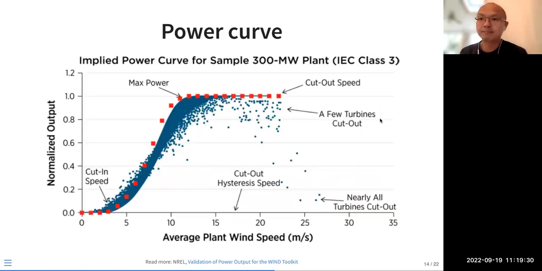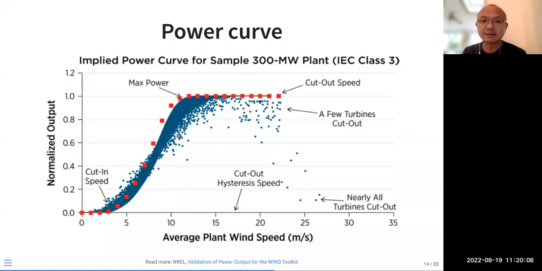So how does a turbine respond to the wind speed? That is the so-called power curve. As you can see here, it's very close to a logistic curve, and there's a cut-in speed. That's the minimum wind speed that can really move the turbine. The turbine has some cut-in speed, right? That cut-in speed is the minimum speed. Otherwise, the turbine wouldn't move. Wind is too small to drive the turbine.